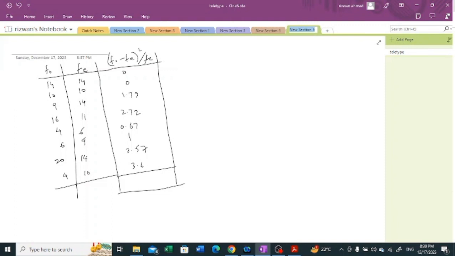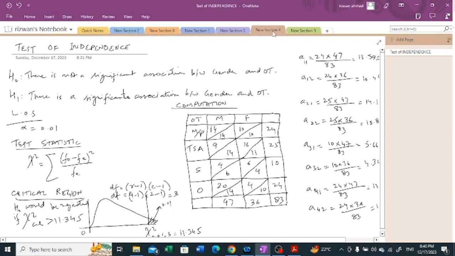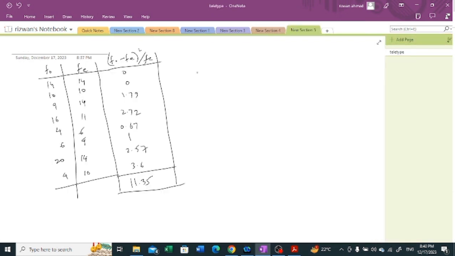So we add them all. 3.6 plus 2.57 plus 0.67 plus 2.72 plus 1.79 plus 0 is nothing. So the sum is 11.35. Now comparing it with the chi-square value we obtained from the table, that was 11.345. So 11.345 and 11.35 are very close. But this is crossing the borderline, which is for the rejection region we have drawn. So H naught is rejected, we can say.